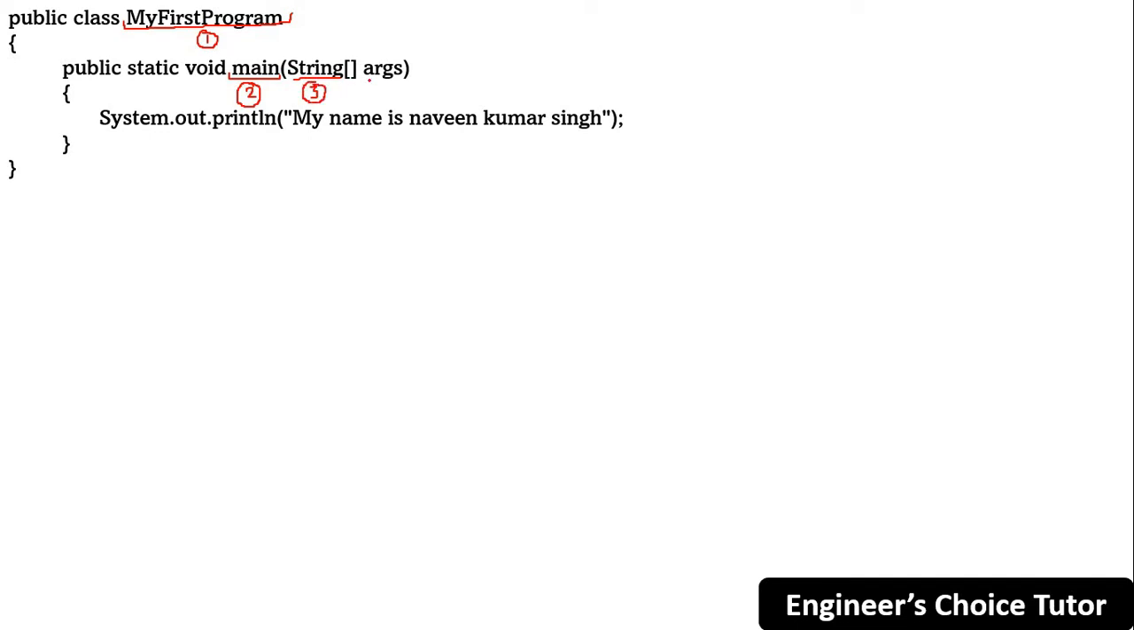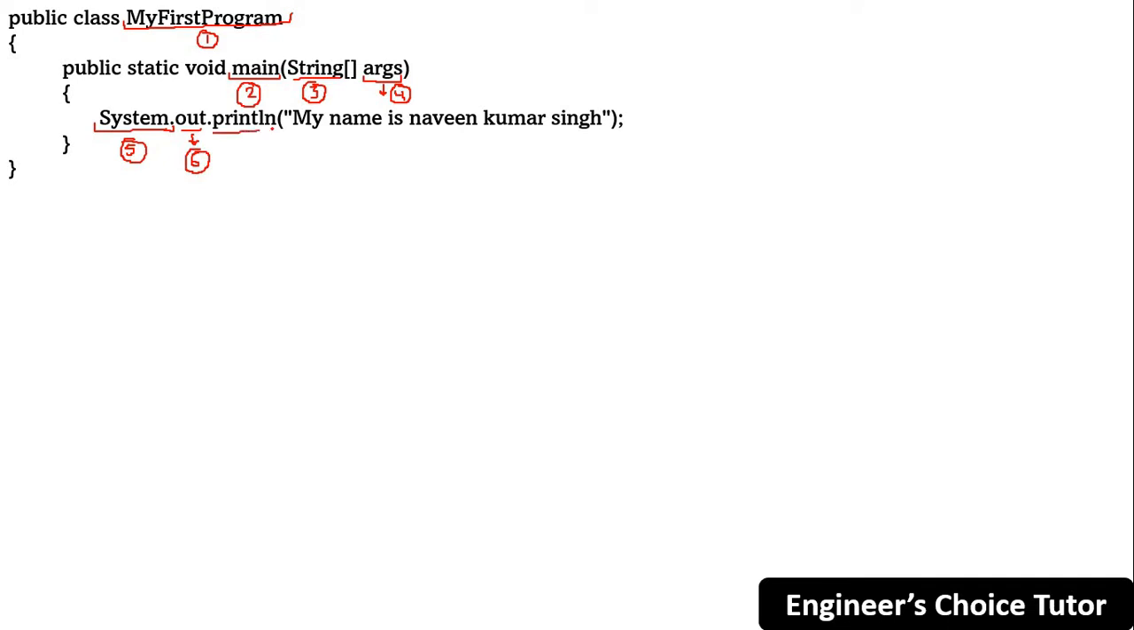Now String array args. This args is a variable name, right? Variable name of which type? String array type. So this is also an identifier. So it is the fourth identifier here, right? Variable name is also an identifier. Am I right? Now see here, System.out.println. You know this System is also a predefined class. So fifth identifier. This out is what? A variable. It means a variable name, so it is also an identifier, sixth identifier.